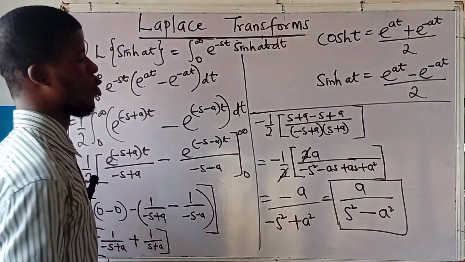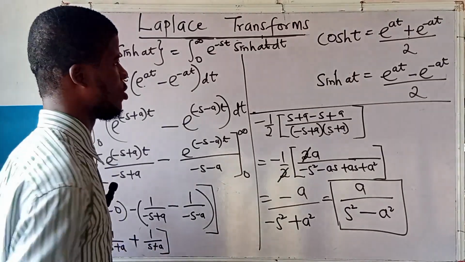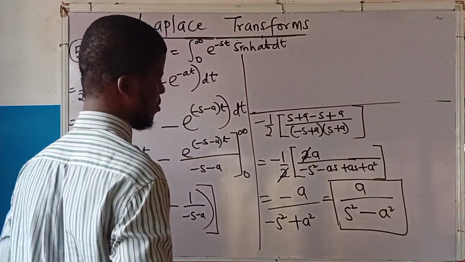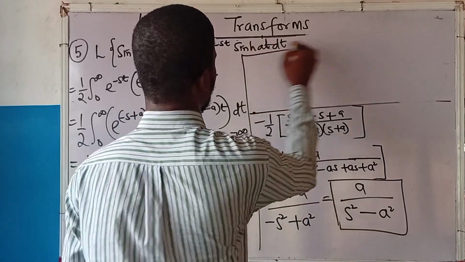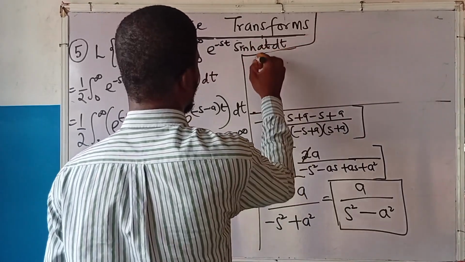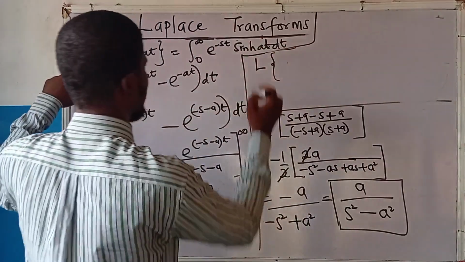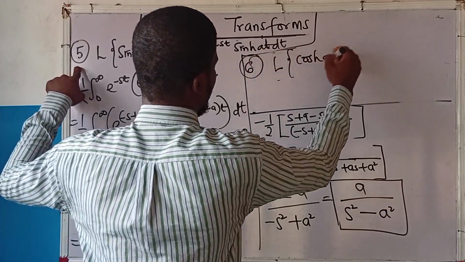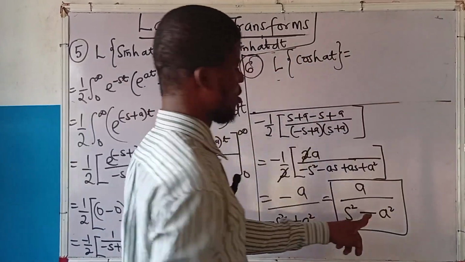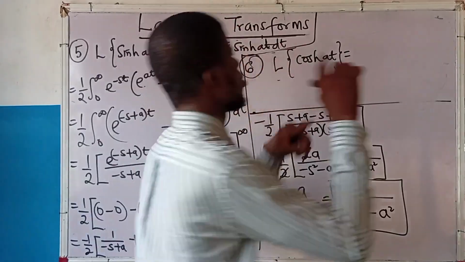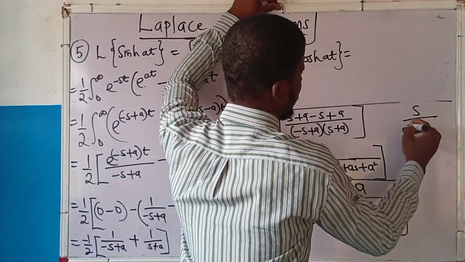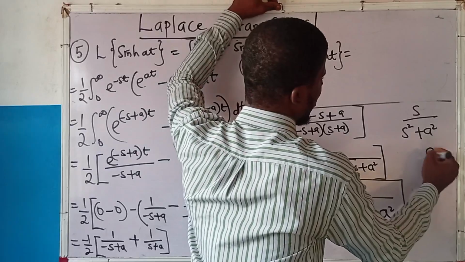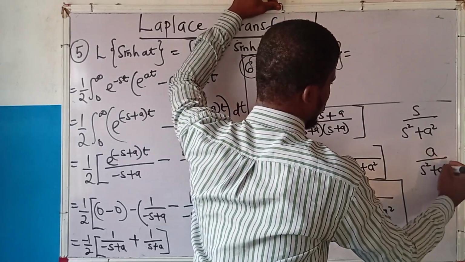Now, I want to prove the Laplace transform of cosh at. But for the Laplace transform of cosh at, it is this. For cosh, it is simple. Let me say, Laplace transform of, this is number 5, let me call this number 6. The Laplace transform of cosh at is similar to this. But remember what we did for cos was s over s squared plus a squared. And what we got for sine was a over s squared plus a squared.